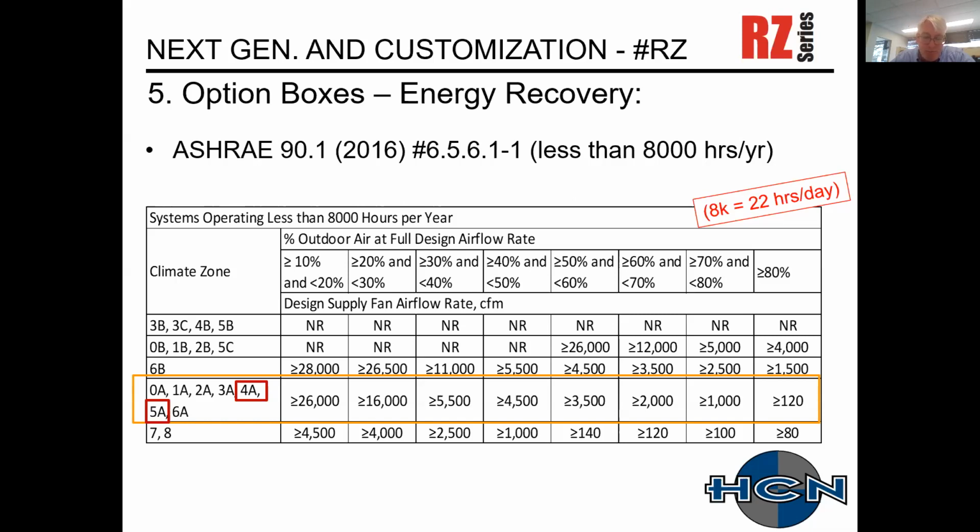If that same unit had 50% outside air for your design, you can see that between 40 and 50%, your supply air threshold is only 4,500 CFM, where you would be required to provide an energy recovery device. Once again, this is a review that you guys have seen plenty and plenty of times.